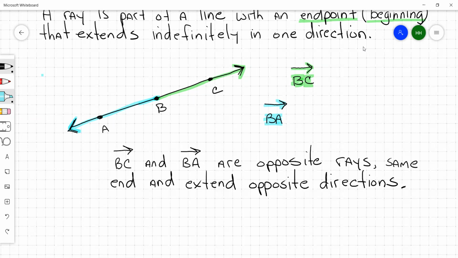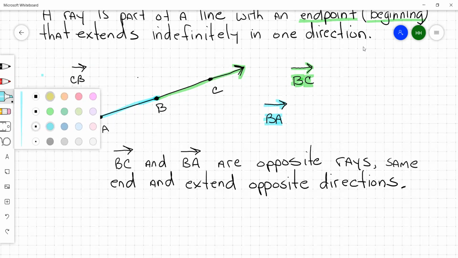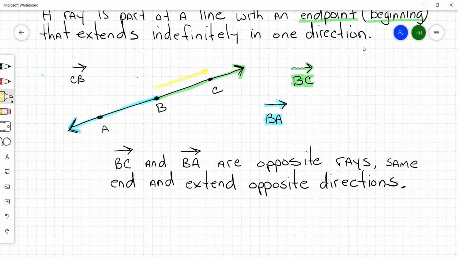All right. There are a couple other rays in this picture that you need to be aware of. Can you see ray CB? That would start at point C, wouldn't it? It would go through B indefinitely in this direction. I'm putting the yellow on top just to not mix up all these colors and to show you that there are more rays in this picture. Somebody describe one more ray in this picture and then we'll move on. Good, ray AB. Ray AB starts here at A, goes through B indefinitely in that direction.